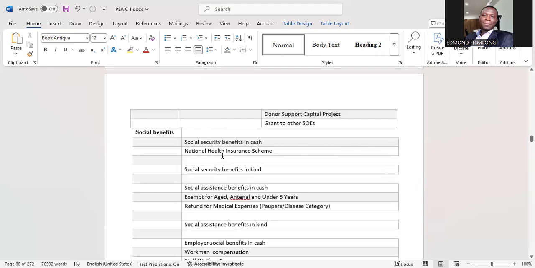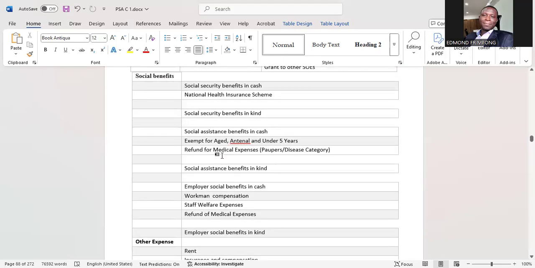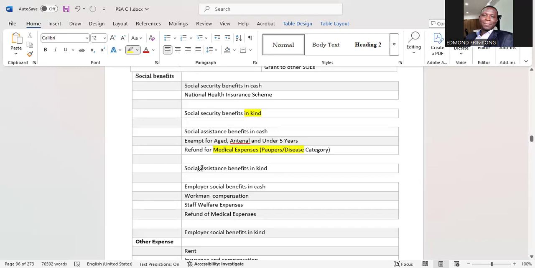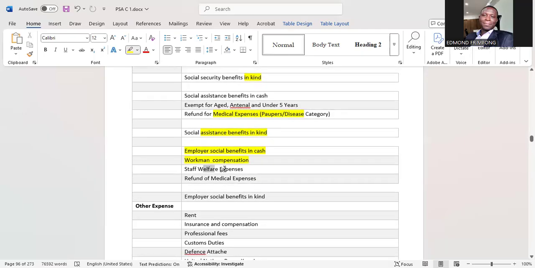And the next one we have is social benefits. Here we have social security benefits, national health insurance scheme, social security benefits in kind. So we have cash and then what? Kind. All right. Then social benefits in cash, exemption for aged and antenatal, refund for medical expenses, social assistance benefits in kind, employee social benefits in cash, workman compensation. Don't confuse workman compensation with compensation of employees. The first one. Okay. Staff welfare expenses.